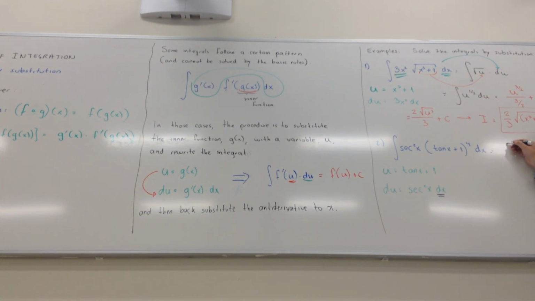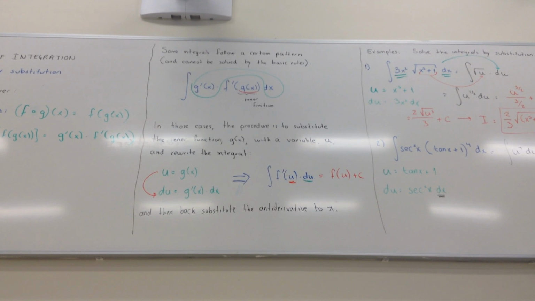For example, in this one, my new integral is going to be what? U to the 4th power times du. Can I solve that? Yeah. So it's going to be u to the 5th power over 5 plus c. So my final answer is going to be tangent of x plus 1 to the 5th power over 5 plus c. That's it.